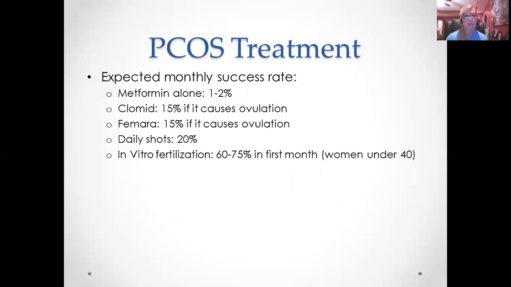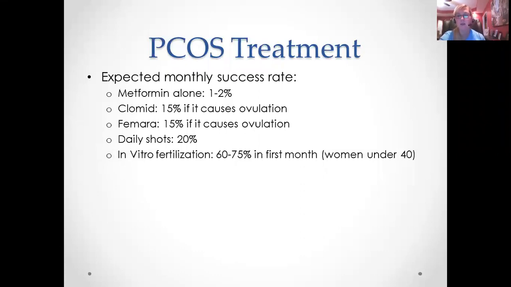Now, after I talked about the different types of treatments, I just want you to be able to see the expected monthly success rate. Metformin alone, 1 to 2%. Clomid, 15% if it causes ovulation. It did not cause ovulation for me, so obviously we had no chance. Femara, if it causes ovulation, it did, along with that trigger shot. Daily shots, 20%, so you do have a little bit of a greater chance with the daily shots. And then in vitro fertilization, 60 to 75% in the first month for women under 40.